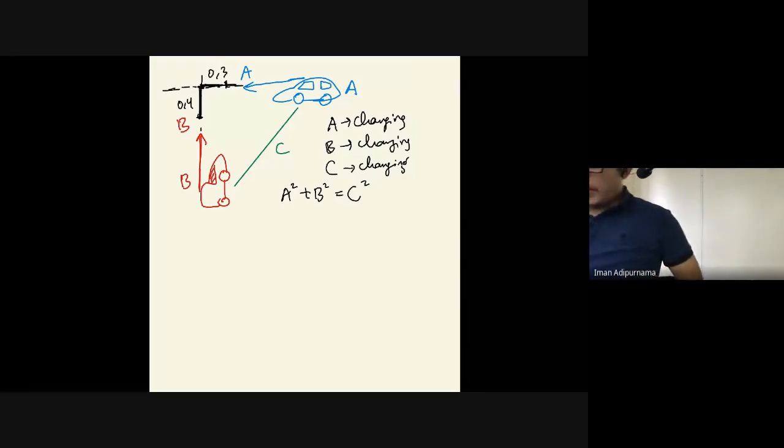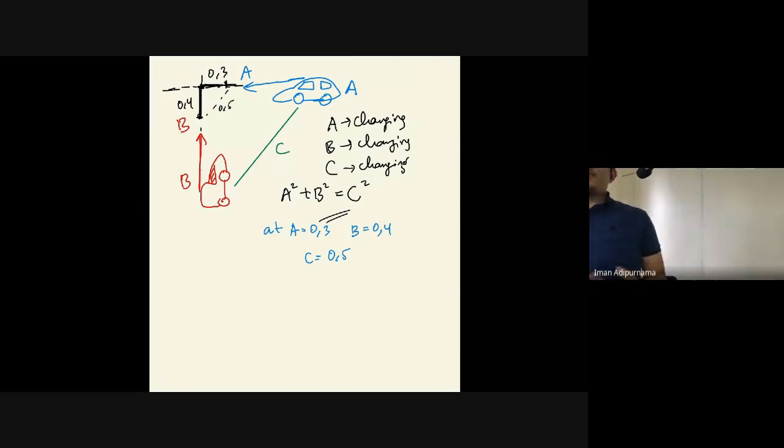So I have this Pythagorean. Let me write at A is 0.3, B is 0.4. It's because it's 3, 4, 5. So you can now see the length of C is 0.5. But we need to know the rate, right? So how to know the rate?